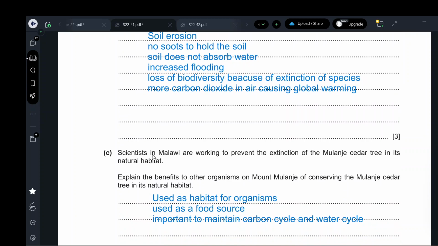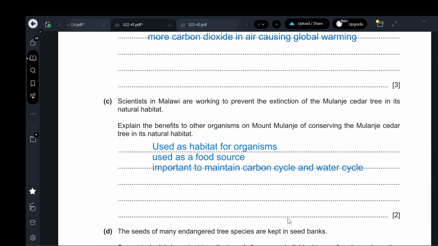First of all, when you protect the tree, how does it benefit other organisms? It is used as a habitat for other organisms, so you will maintain the habitat. Used as a food source, used to maintain the carbon cycle and the water cycle, okay? Used as a source of fuel, the humans can use the wood as fuel, okay? So how would conservation benefit you? These are the ways they benefit.